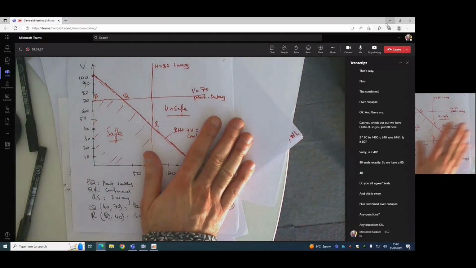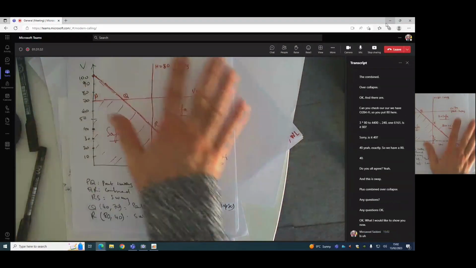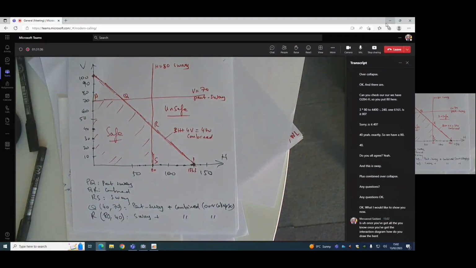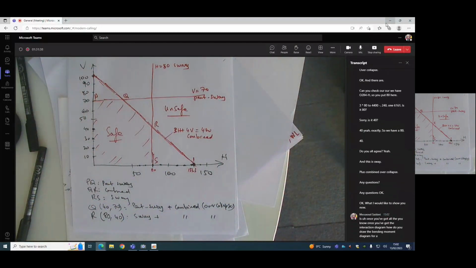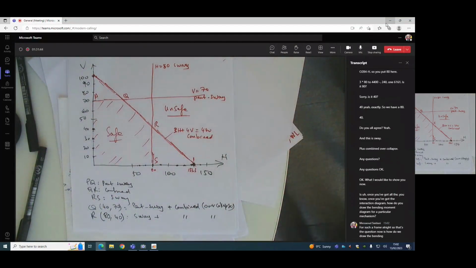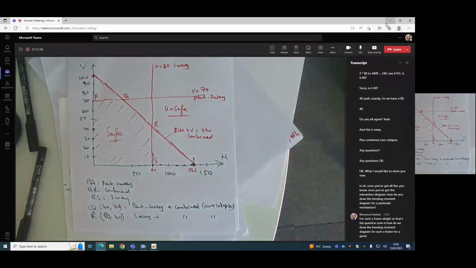So, okay. What I would like to show you now is, once you've got the interaction diagram, how do you draw the bending moment diagram for a particular mechanism, for such a frame? So that's the question now: how do we draw the bending moment diagram for such a frame for a given mechanism and for a given load combination?